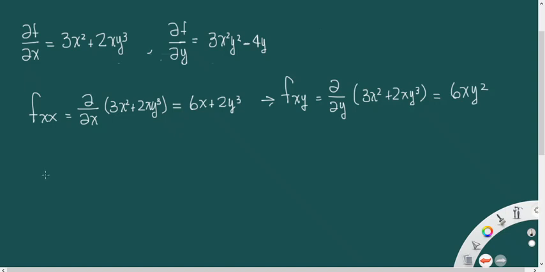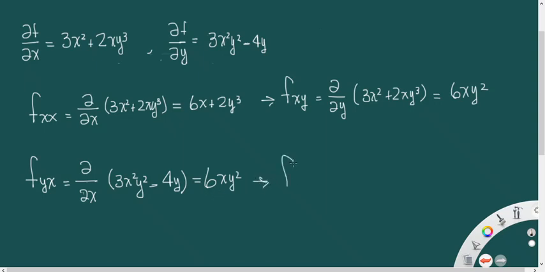Okay, let's do the third one. Let's say that this is f yx, and this is going to be equal to the partial derivative of the function with respect to x, but now from the y function, which is 3x squared y squared minus 4y. Okay, and if we apply the partial derivative of this, which is the partial derivative with respect to y, and we differentiate now with respect to x, we will end up with 6 times xy squared.